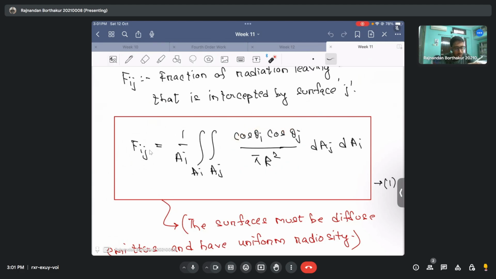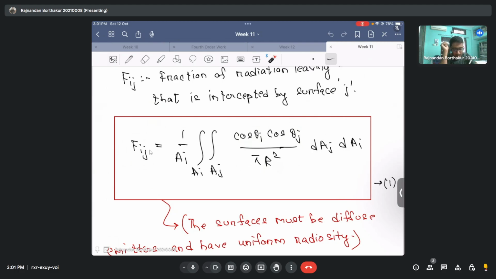If you closely look at it, this integrand is just a function of the orientation of those areas only. For instance, cos theta i times dAi is nothing but the normal area in the direction in which you are looking. So is this area, cos theta j times dAj. And of course, this distance r was the distance of separation between the centers of those differential areas that we are looking at.